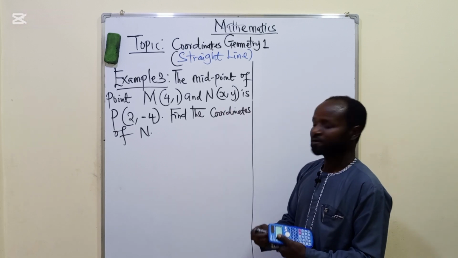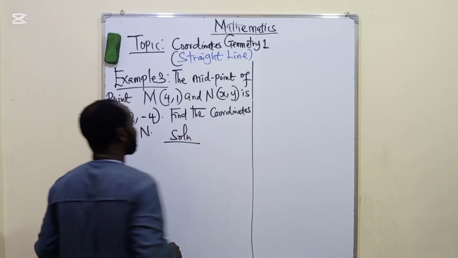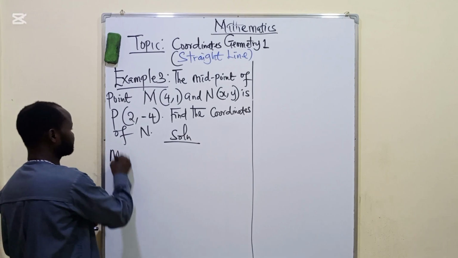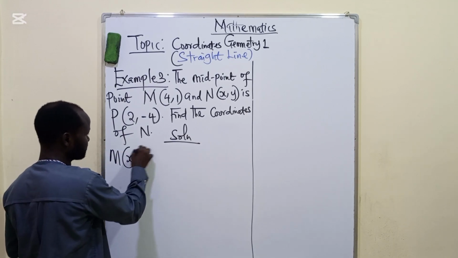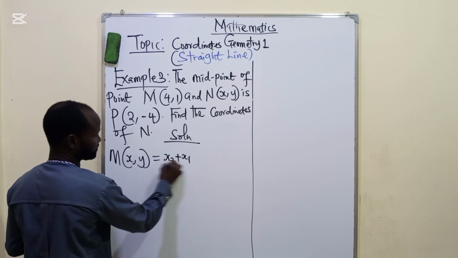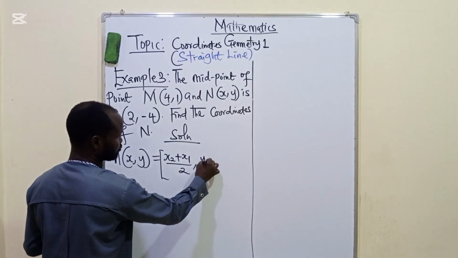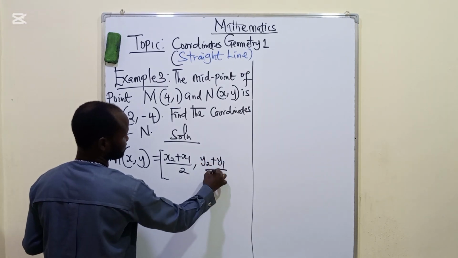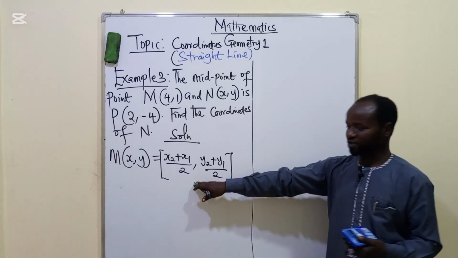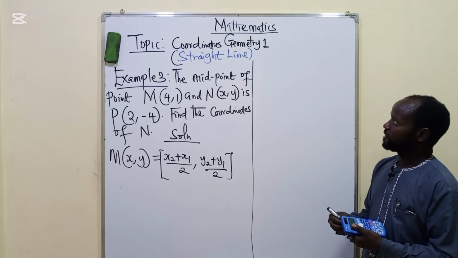First thing to do is to write down the solution. Let's write down the solution and recall the midpoint formula, which is given as M(x, y) equals [(x2 + x1) divided by 2, (y2 + y1) divided by 2]. We close the bracket. This is a square bracket. So this is the general formula for the midpoint between 2 points.